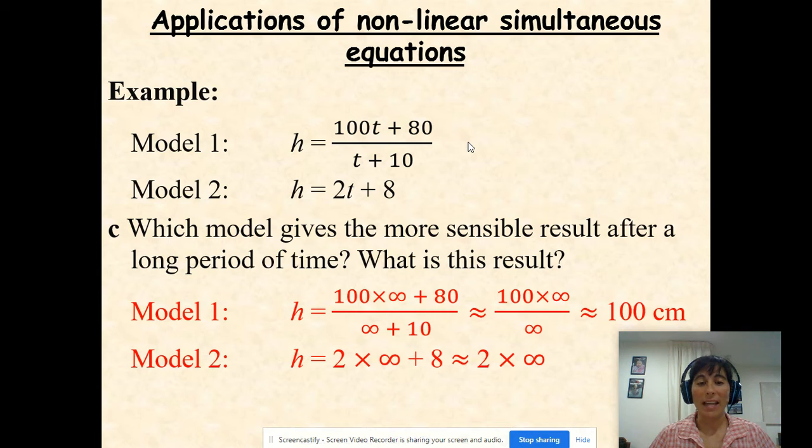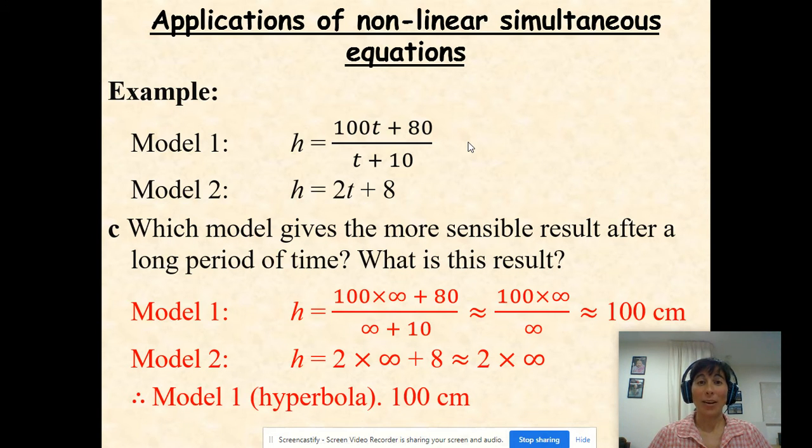For Model 2, on the other hand, if you substitute in infinity, you'd get 2 times infinity plus 8. Well, the 8 wouldn't make a difference, but 2 times infinity would be a ridiculously large height for a tomato plant. Therefore, Model 1, the hyperbola, gives the more sensible result for a long period of time, which is 100 centimetres.